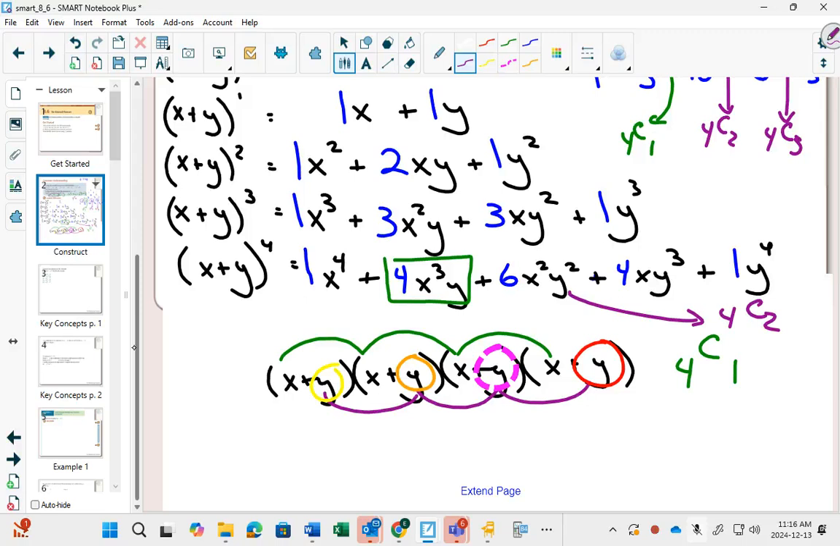And then, that's how many times you're going to get an x cubed y if you did all of the arrows. And if you combine like terms, that's why we're going to get 4 of them. Question?